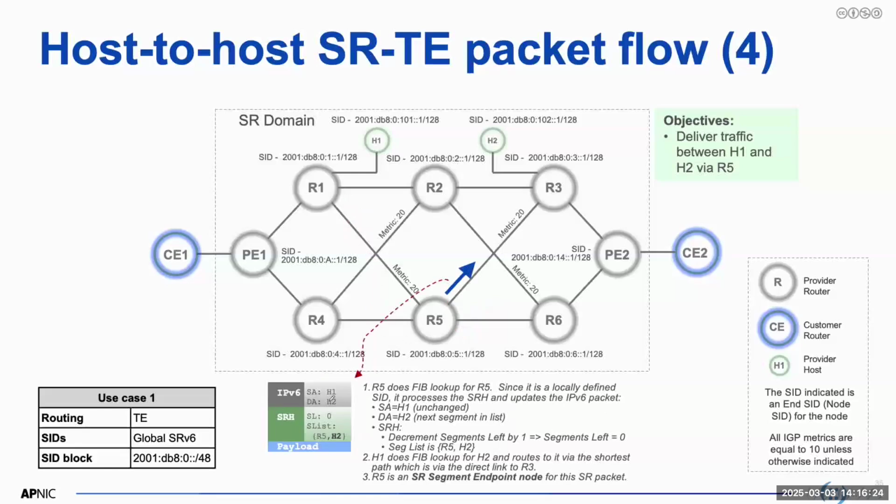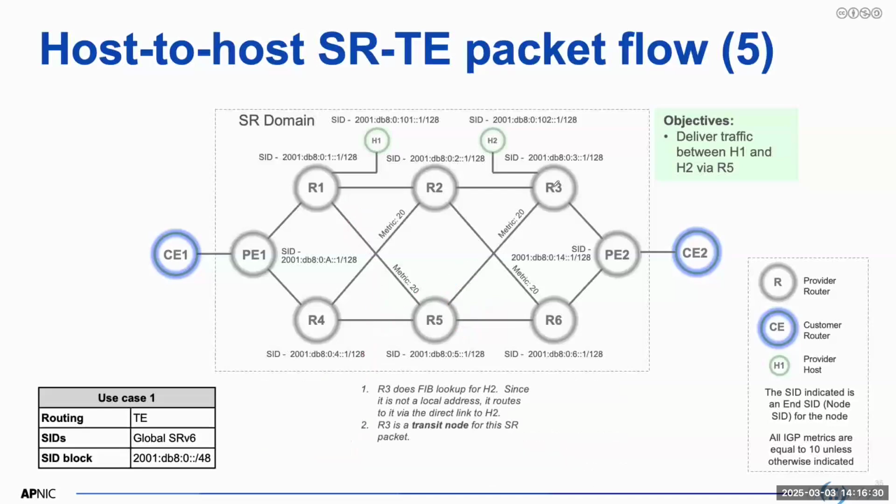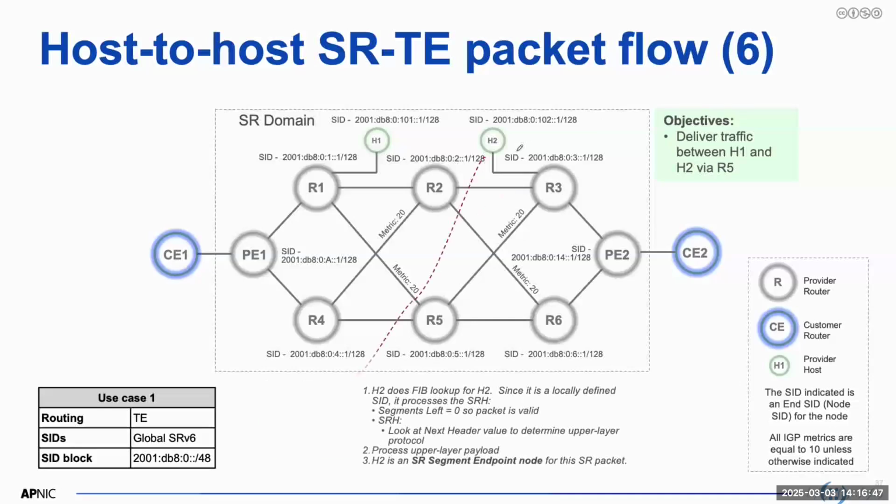Now the destination address is H2 when the packet reaches R3. When the packet reaches R3, R3 does the lookup, because the destination address is not the same as the R3 address. It just needs to forward the packet towards H2. When H2 receives the packet, the destination address is the same as its own address, and the segment left field is 0. That means there is no more segment left to be processed, so it will just discard the SRH and process the payload.